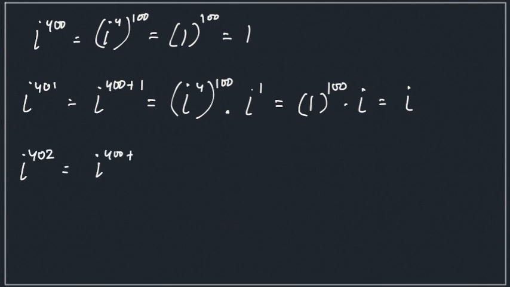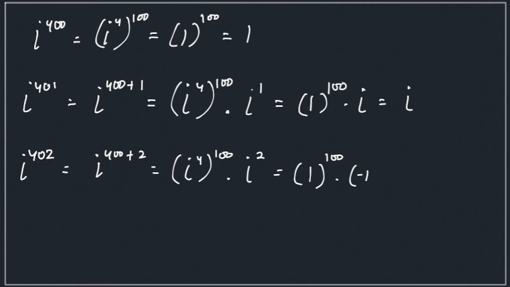Another similar example is i to the power 402. 402 can be split into 400 plus 2. 400 is a multiple of 4, 2 is a remainder. We get 1 times i squared. i squared can be simplified into negative 1. In this way, we can simplify any power of i by finding the closest multiple of 4.